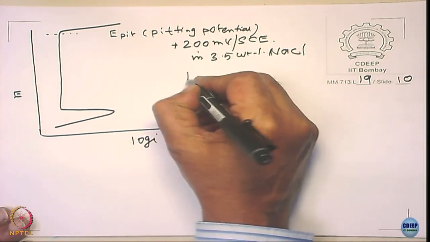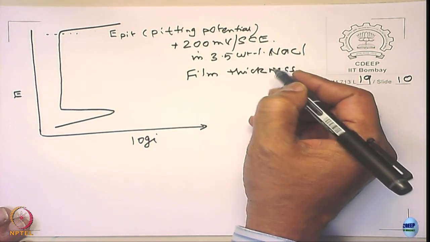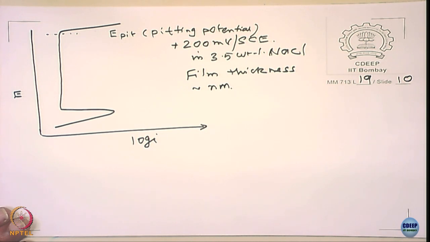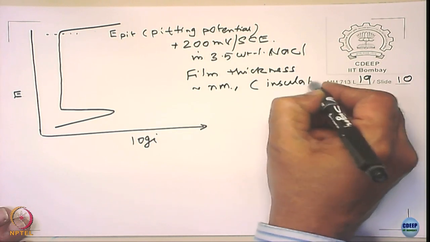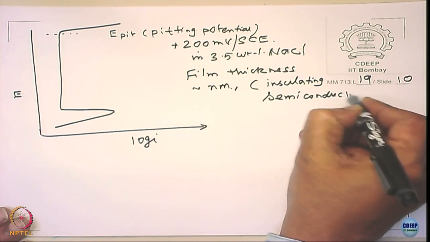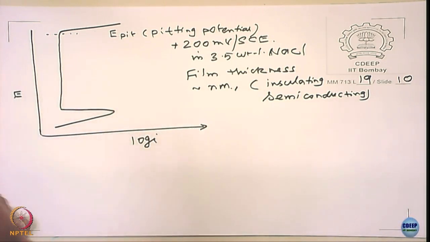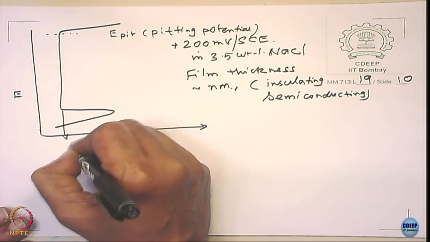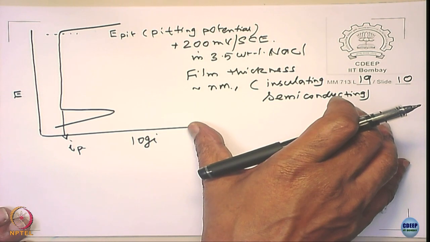But if you look at the film thickness, when I say film thickness, I mean the passive film thickness, they are in the order of nanometers. The metal is highly conducting. This film you can consider as approximately insulating, or you may consider it as semiconducting, both, you know. So it is a barrier for the flow of the current, is it not? When I apply a voltage, the current is not rising, the current remains steady state here. This is called a passive current density, right?